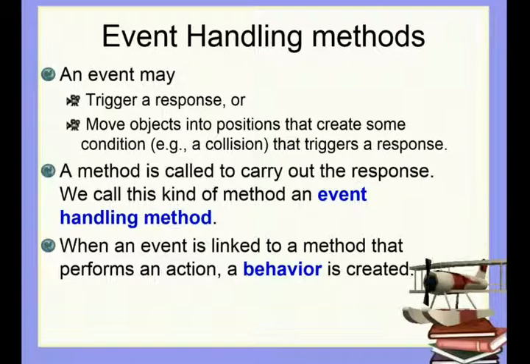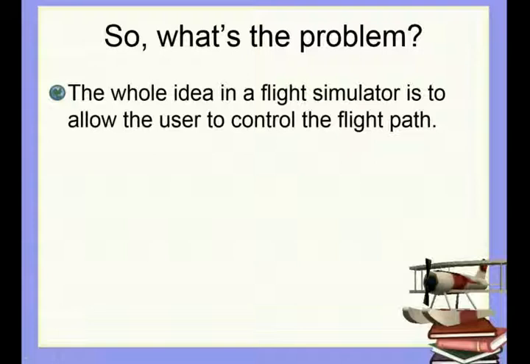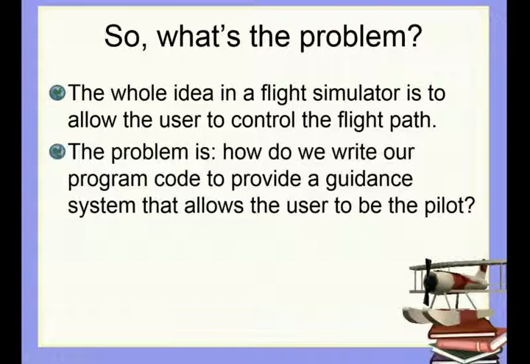This should all be pretty much common sense. Now, let's do an example. So we've got a plane. This is a biplane right here. And the user is going to use the keyboard to make the plane do some acrobatic stunts. Okay, so if the user is controlling everything, how do we write the code that provides a system that allows the user to be the pilot?